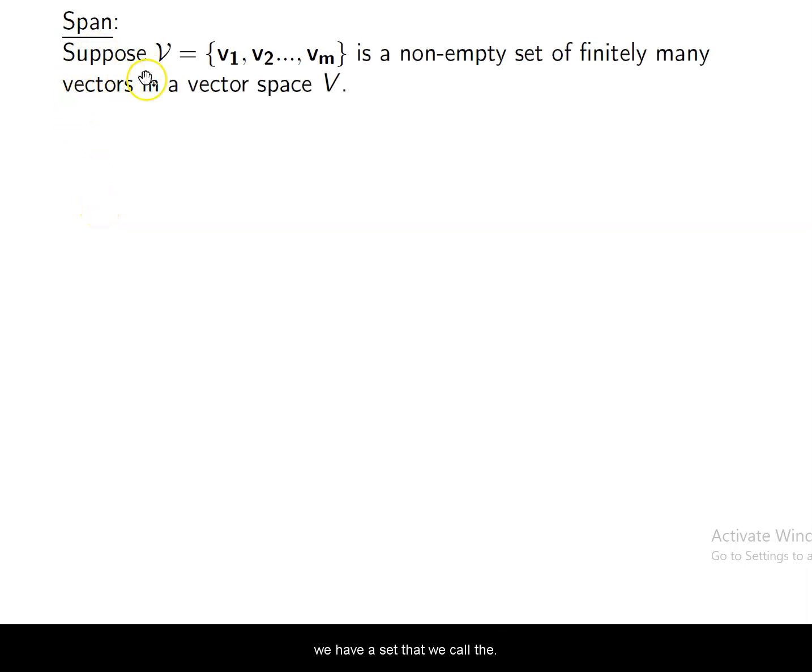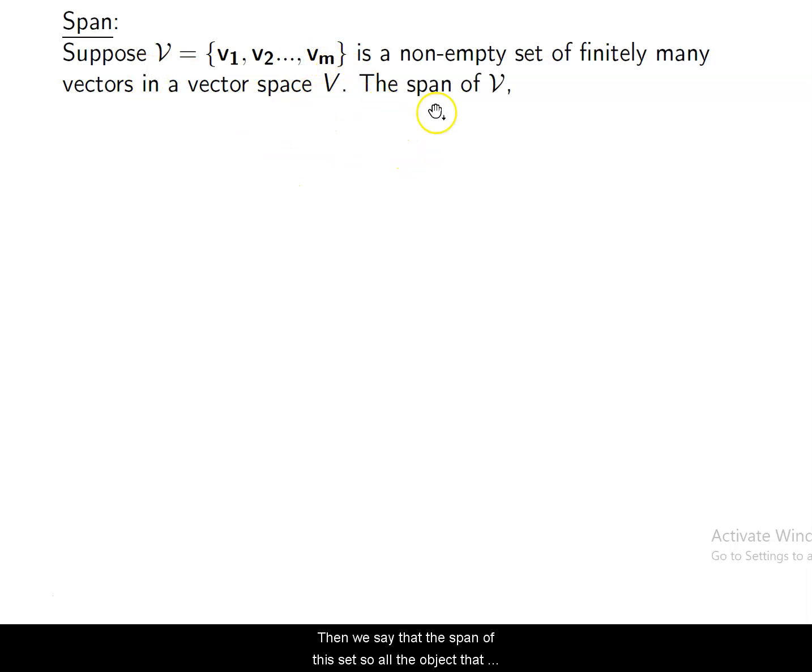Let's go over the definition of span one more time. Suppose we have a set that we call V that is full of objects that are non-empty, and let's say we have a finite number of these. So we have M of these, and this is a set that is contained inside of a vector space. Remember, a vector space has 10 axioms that it satisfies. It's a collection of items that satisfy 10 axioms. 5 of those axioms are related to addition, the other 5 to scalar multiplication. When those axioms are satisfied, we call this a vector space. So these are vectors that are inside of my vector space.